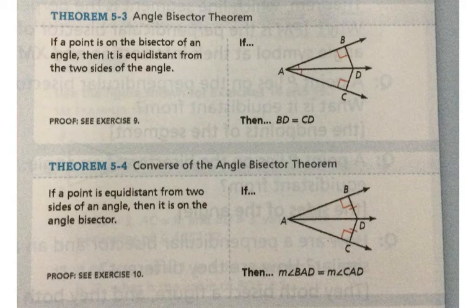And then the converse of that, which means going in the opposite direction. So this means if I have a point that is equidistant from two sides of the angle, so you see how I have equidistant, equidistant, then that tells me that this angle A is being bisected into two equal pieces. So it tells me that BAD is congruent to CAD. So again, very similar to how the other bisector theorem worked.